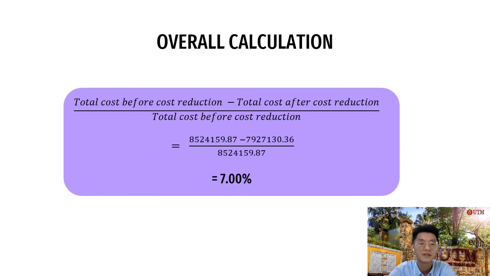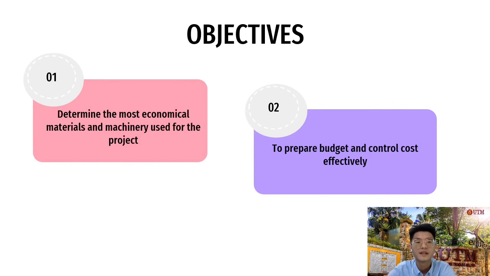This is the formula that we need to calculate the percentage of the reduction cost, which determines the 7%. Overall, the objectives of this project are achieved as we are able to determine the most economical materials and machinery used for the project. And secondly, we are able to prepare budget and control costs effectively.